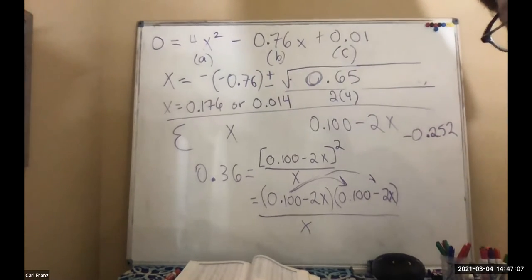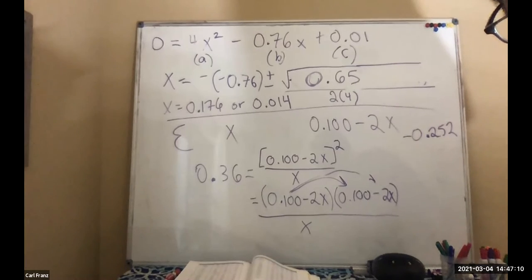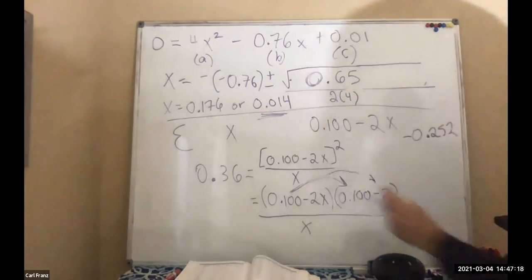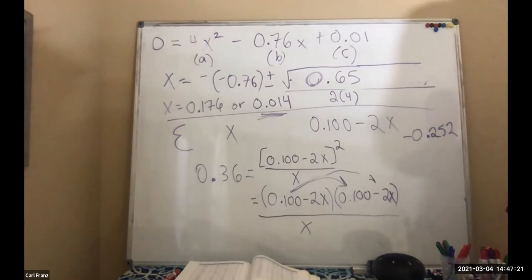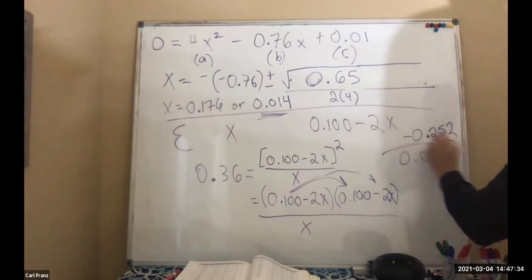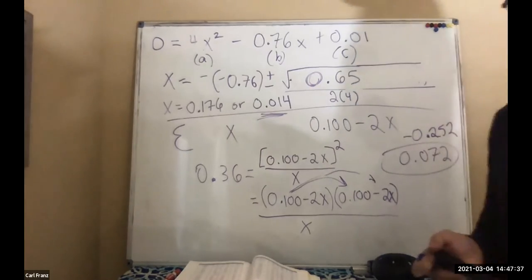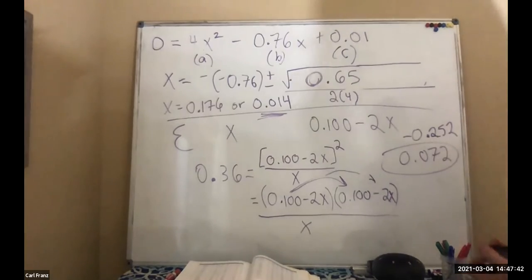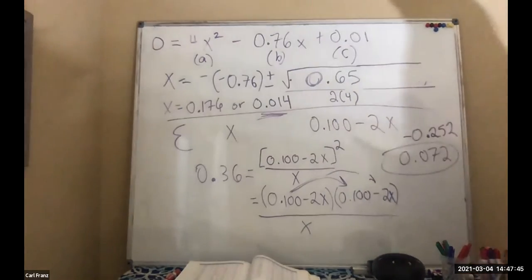Now that should be a red flag because you can't have a negative concentration. So let's try the other one. We're gonna try this one now, 0.014. So 0.1 minus 2 times 0.014 equals 0.072. That seems more appropriate. So we're going to stick with this as X.